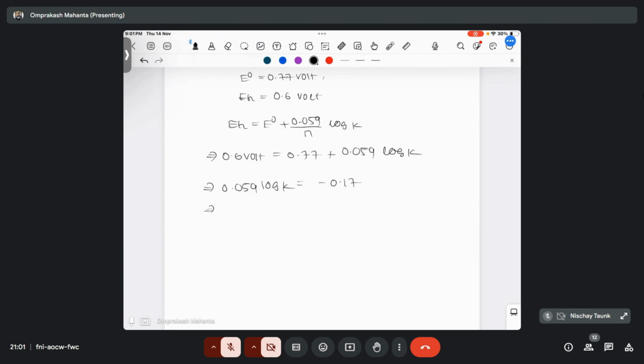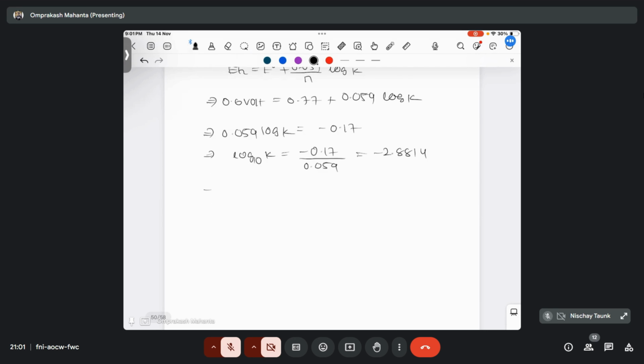So log K will be, log K means log based 10 of K, minus 0.17 divided by 0.059, which is minus 2.8814. Now what will be the K? K would be 10 to the power minus 2.8814. If log 10 goes to that side, K would be 1.314 into 10 to the power minus 3.